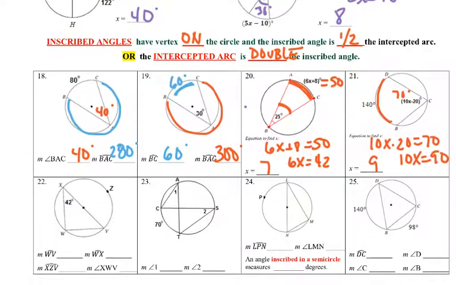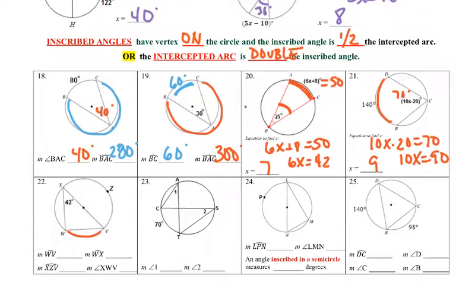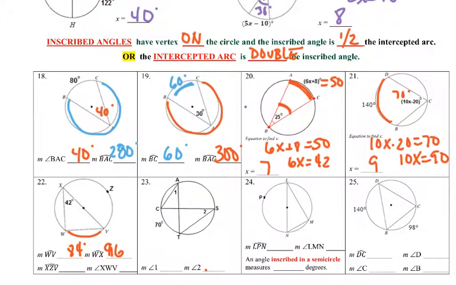This one is talking about a semicircle, so WV, well, there's a couple things going on. WV, I notice, is going to be double 42, because that was an inscribed angle, so that's going to be 84 degrees. If I subtract from 180, I'm going to get 96 for this one. So this piece here is 96 degrees.